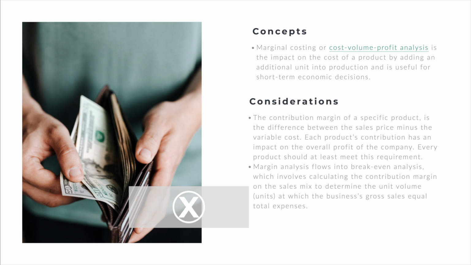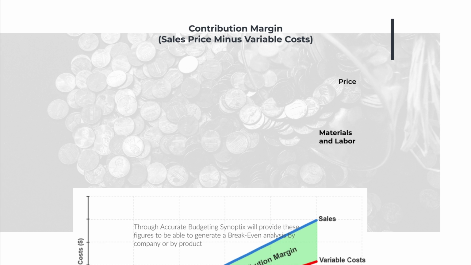The margin analysis flows into break-even analysis, which involves calculating the contribution margin on the sales mix to determine the unit volume in sales units at which the business's gross sales equal its total expenses. In other words, what does the business have to sell to cover its expenses? We'll see how that comes into play very shortly. And the break-even point analysis is useful for determining price points for products and services.